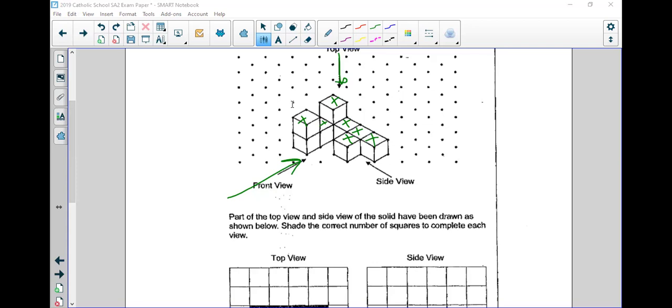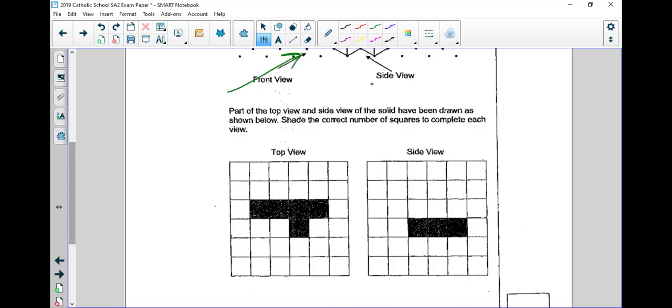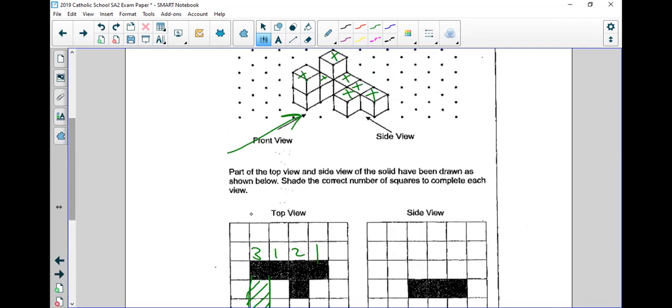Okay, so 3, 1, 2, 1. So how do you draw the top view? It's done for you partially. So 3, 1, 2, 1. That's how you draw. Those of you who don't know how to draw your top view, you can do this way. You count the squares. How do you count the squares? 3. That's 3 already. 1, 2, 1. So 3, 1, 2, 1. And then you reproduce onto your drawing.